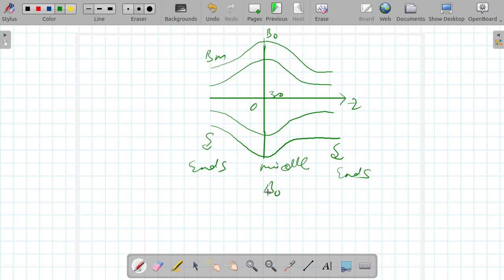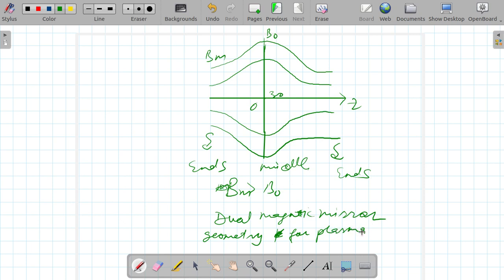The B naught in the center is much smaller; in other words, the magnetic field at the ends is much greater than B naught. So if some particle is trapped inside, it will try to go towards the end, but it cannot escape out of it and is reflected back in this direction. So the charge gets trapped inside it. This diagram is known as the magnetic mirror geometry for plasma or charge confinement.